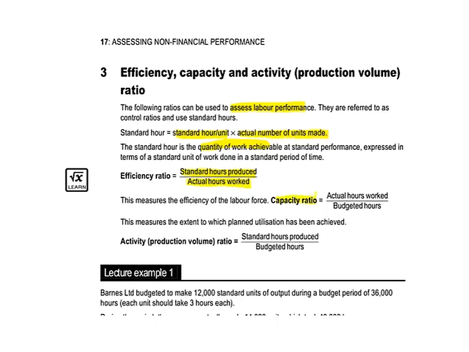The capacity ratio is thinking about the hours that are worked compared to the budgeted hours. And this is measuring the extent to which planned utilisation has been achieved. Finally, we've got the activity, or sometimes known as the production volume ratio, which is a combination of both of those ratios. If you multiply the efficiency ratio by the capacity ratio, that will give you the production volume ratio, standard hours divided by budgeted hours.